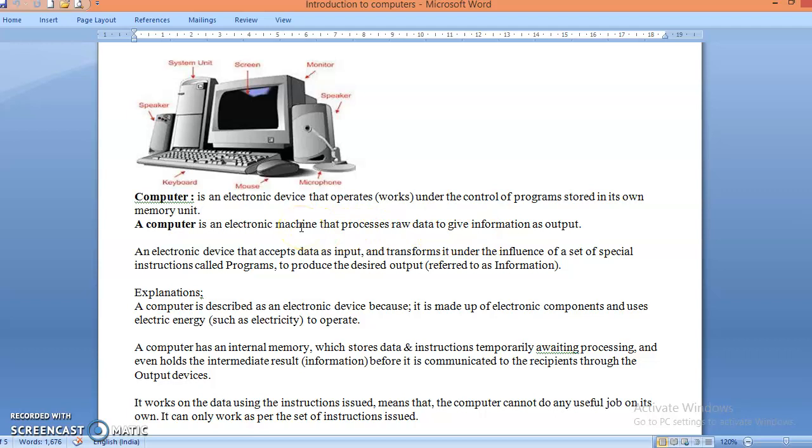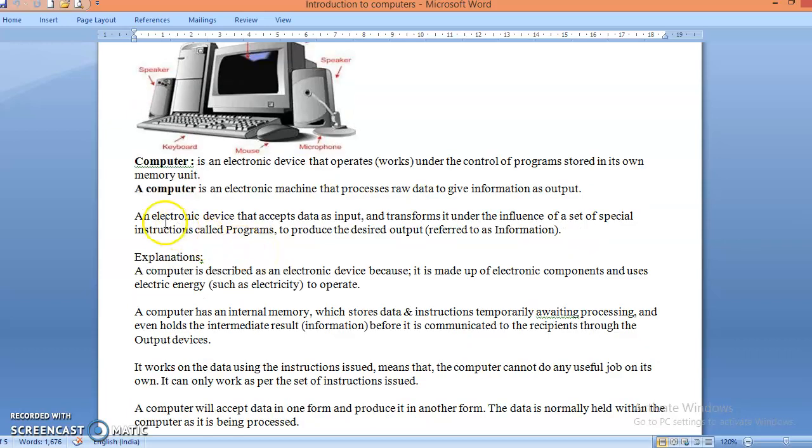Whatever data we feed into a computer is always in a raw form, and the computer processes it and gives us meaningful information. We call it an electronic device because it is made up of electronic components and uses electric energy, such as electricity, to operate. That is why a computer is an electronic device.